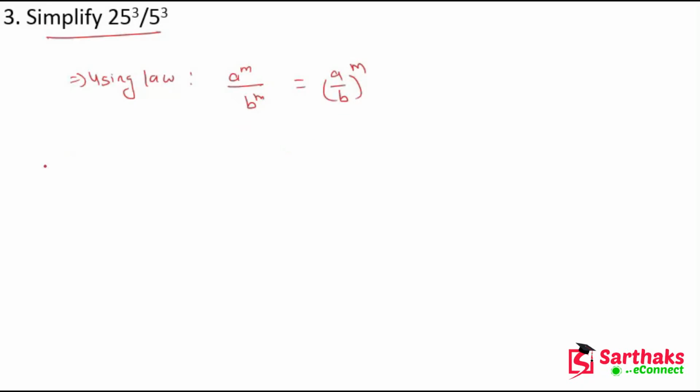Got it? So 25 raised to power 3 upon 5 raised to power 3 can be written as 25 upon 5 whole raised to power 3, and we can cancel 25 by 5, 5 times. So here we get 5 raised to power 3, which is equal to 125, because 5 raised to power 3 means 5 into 5 into 5. We have to multiply 5 three times.